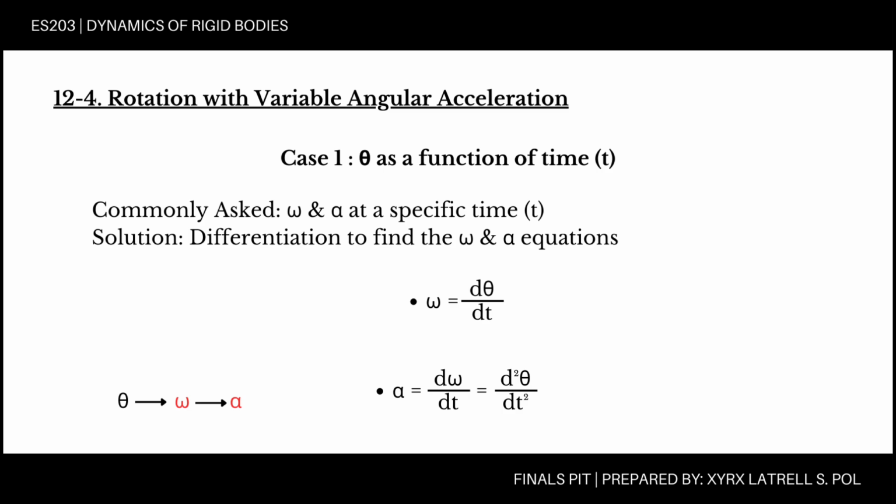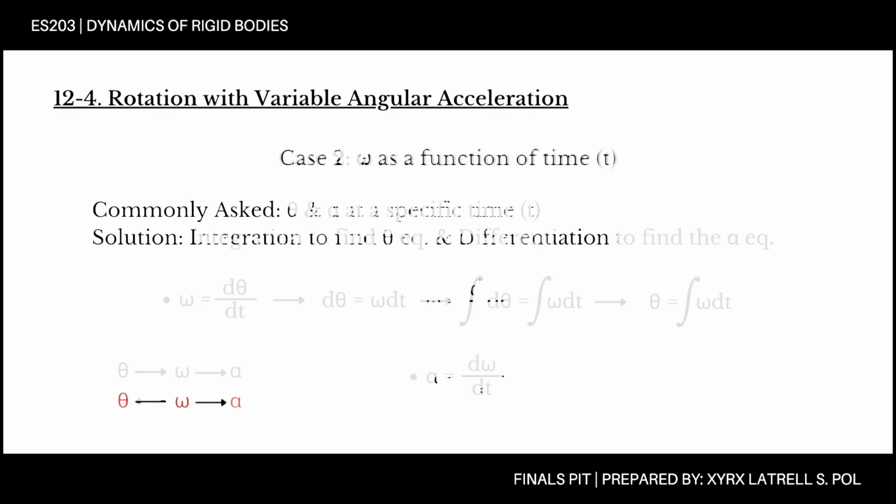For case 1, where you are given theta as a function of time, you are usually asked then to find the value of omega and alpha at a certain time. Now your solution here would just be differentiation, wherein you differentiate theta with respect to time to find the function of omega, then differentiate again to find the function of alpha. Then you just simply substitute the given time for your required answer.